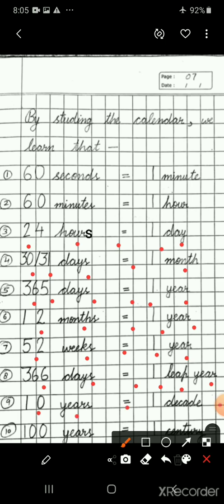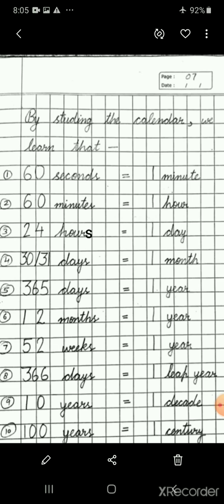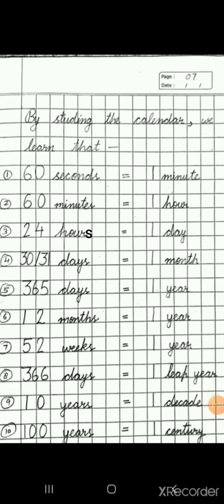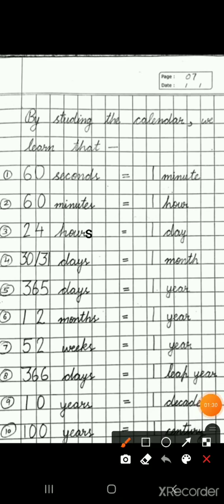10 years equal to 1 decade. 100 years is equal to 1 century. You will write like this.